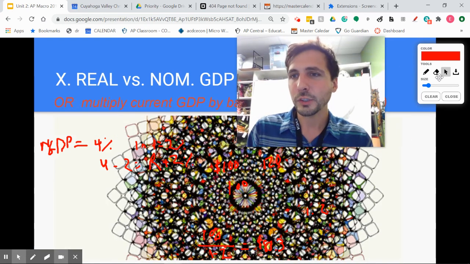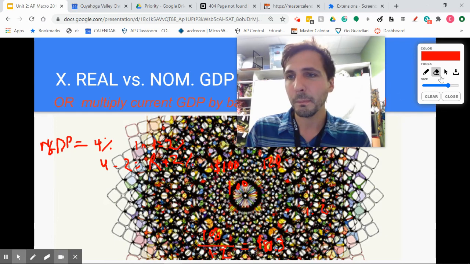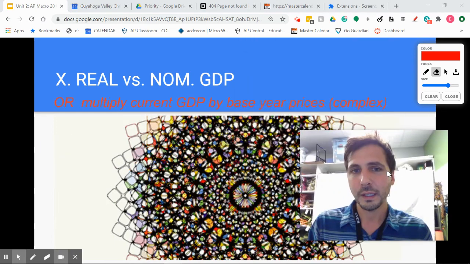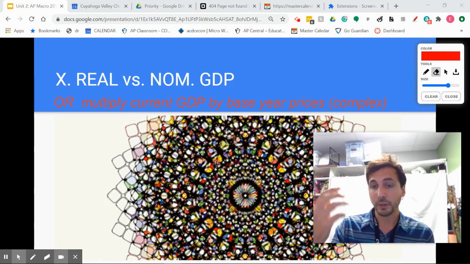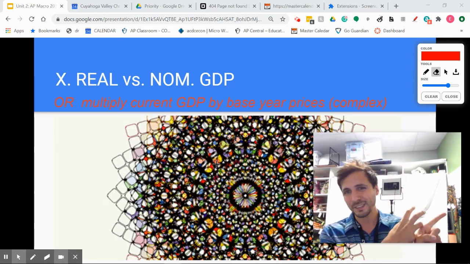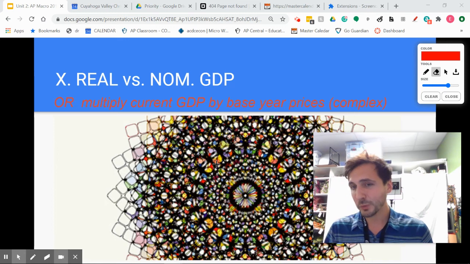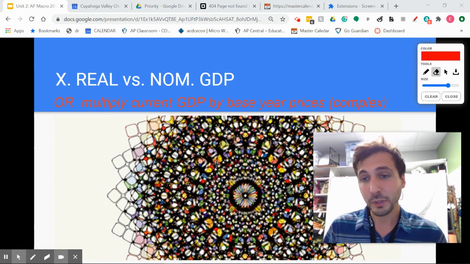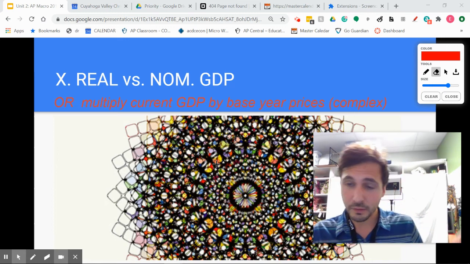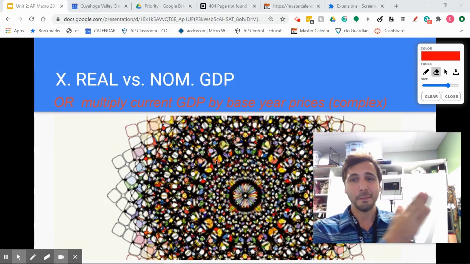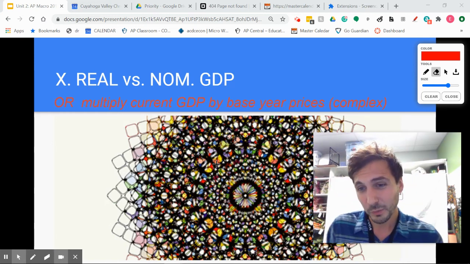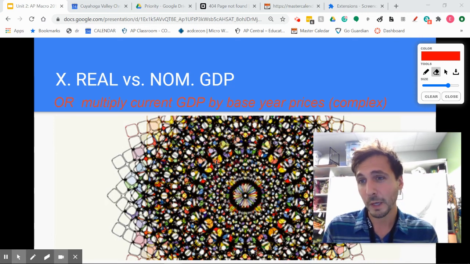Until then, I should mention, it is possible to measure this without nominal GDP. So you can simply take current production or quantity times base year prices. That's a complex way to do it, but it is possible. If I'm given base year prices for my goods and I have current quantities, I just take those current quantities and multiply them by base year prices. We'll give you some examples of that in class as well.